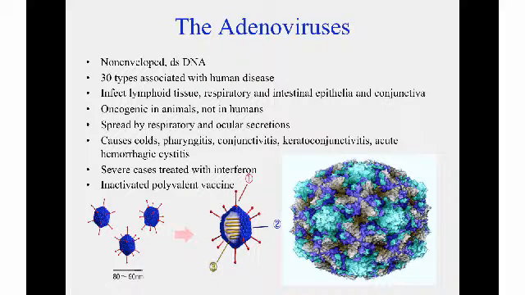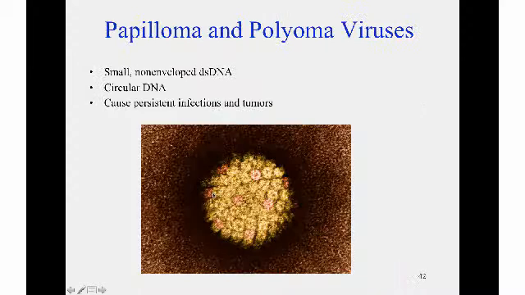So there's 30 types associated with disease. They will infect the lymphoid tissue, respiratory and intestinal epithelial and conjunctiva. They are oncogenic in animals but not in humans, and they're spread via respiratory and ocular secretion. So these cause colds, sore throats, conjunctivitis, keratoconjunctivitis, and even urinary tract infections. Severe cases can be treated with interferon, and there is a vaccine available.